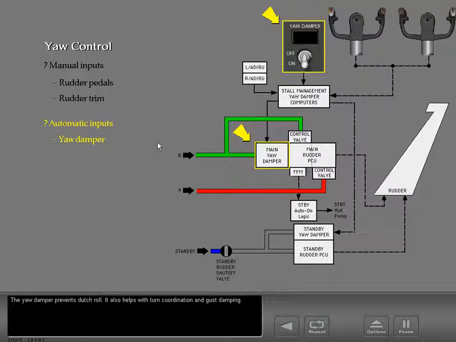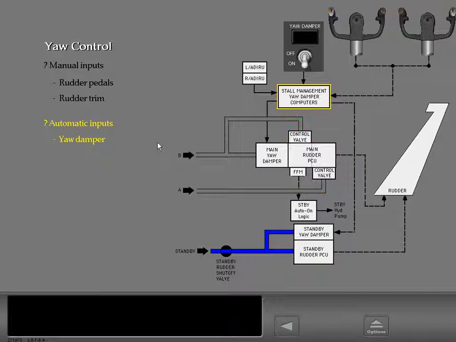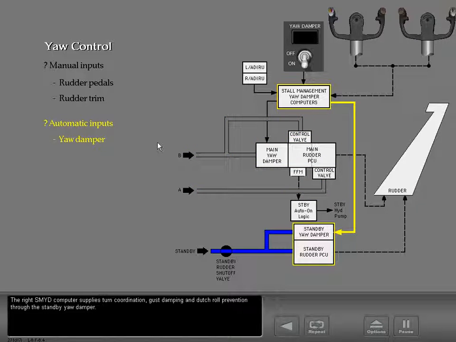The yaw damper prevents Dutch roll. It also helps with turn coordination and gust damping. Yaw damper electronics are in the two stall management yaw damper computers. The left SMYD computer supplies yaw damper inputs to the main rudder PCU to tell how much to move the rudder. The right SMYD computer supplies turn coordination, gust damping, and Dutch roll prevention through the standby yaw damper.